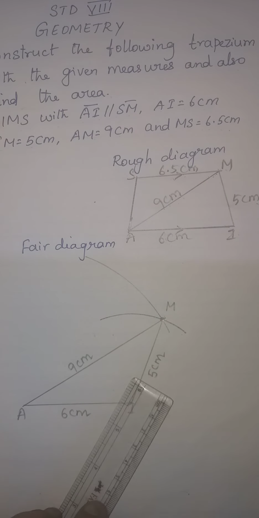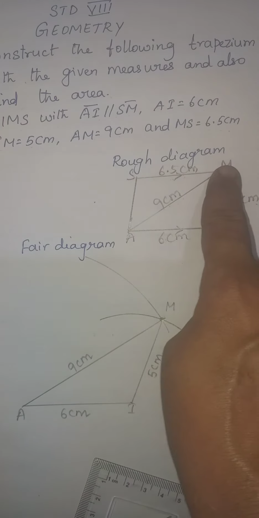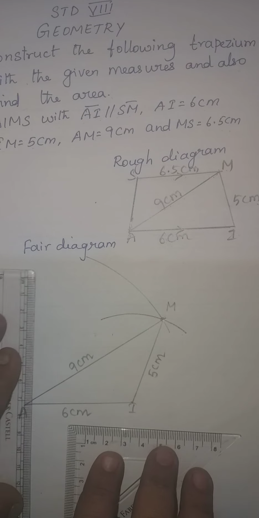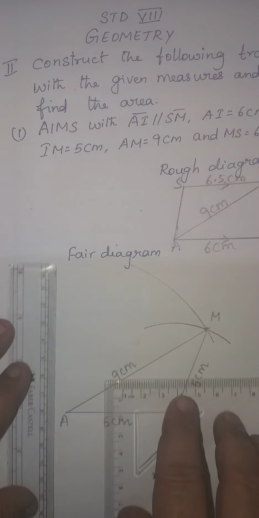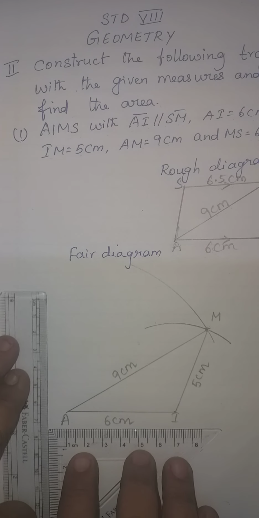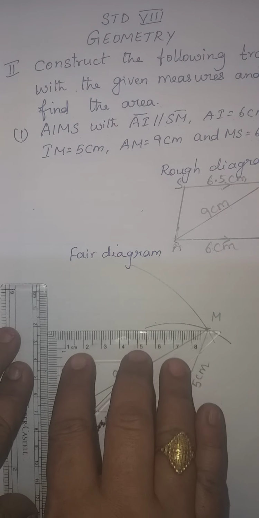Now we have to draw a parallel line. You can see here SM is parallel to AI. Now we are going to draw a parallel line using the ruler and set square. You can place the ruler like this and you have to adjust your set square. Here you are going to move your ruler. Sorry, you are going to move the set square.